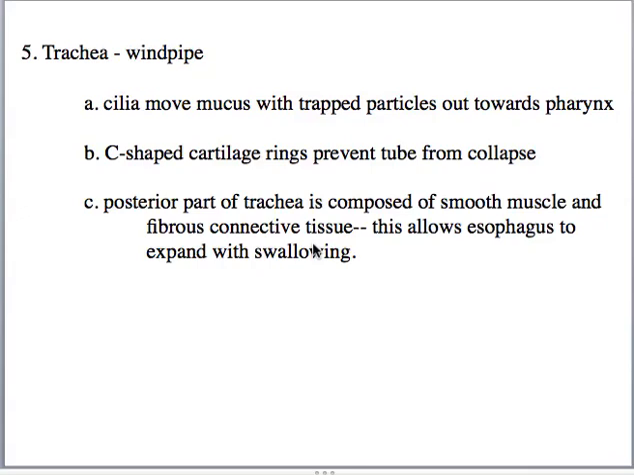Part 2 of our respiratory lecture, where we left off at the trachea, also called the windpipe. Within the trachea, in the mucous membrane, there are cilia. Just like we talked about with the nasal passages, the cilia will move mucus with trapped particles towards the pharynx, so does the trachea. The cilia know which direction to move the mucus. They move it towards the pharynx.